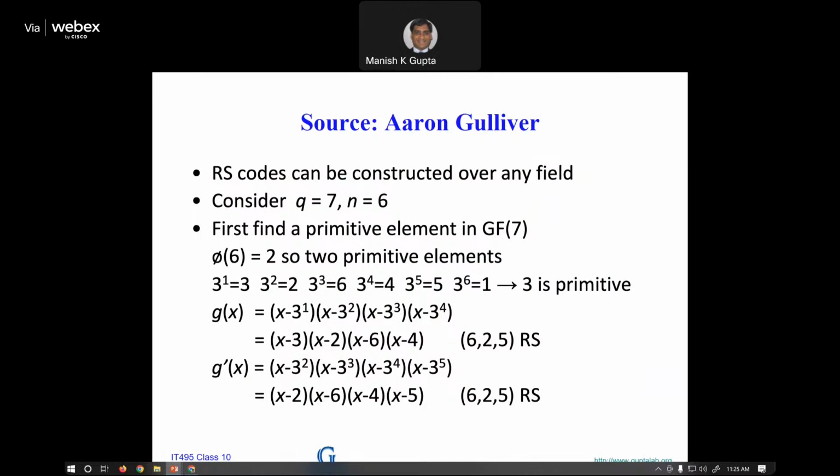And then take g(x) as a product of powers of alpha. And then you compute the Reed-Solomon code.